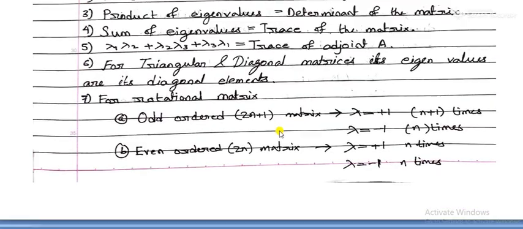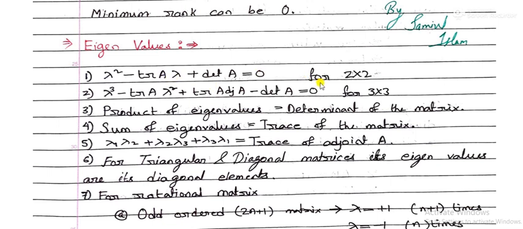Now for a 2 cross 2 matrix, here lambda square minus trace of A plus determinant of A. For 2 cross 2, you have 3 terms in that equation. For 3 cross 3, you have 4 terms, 1, 2, 3, 4. Four terms in the equation, with alternating signs: plus, minus, plus, minus.